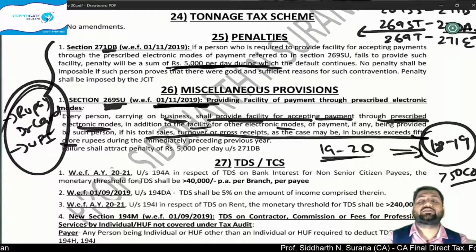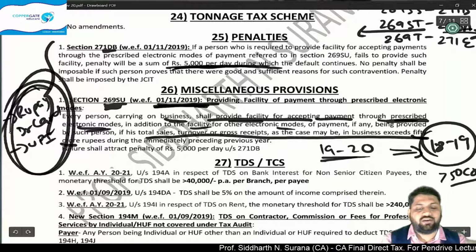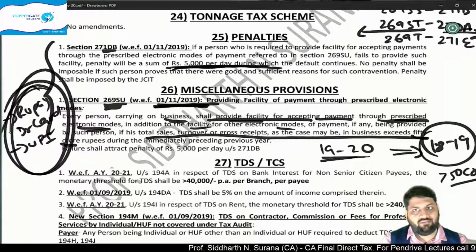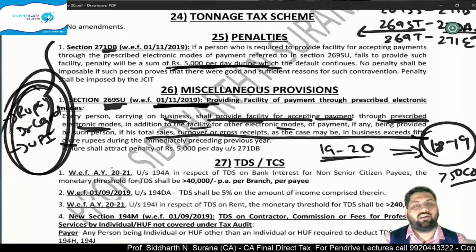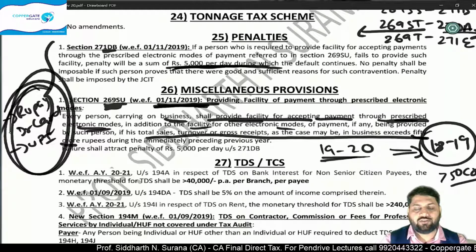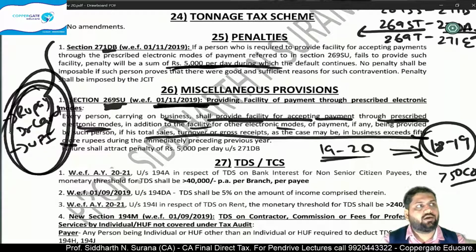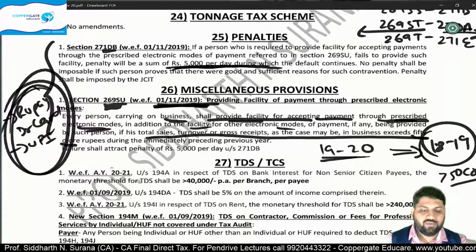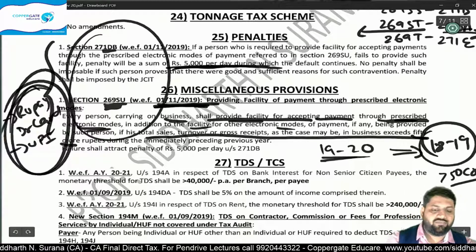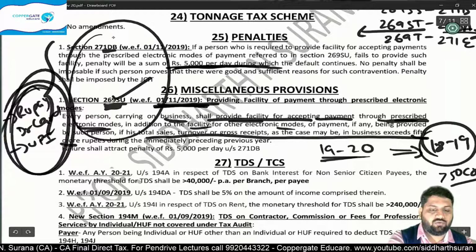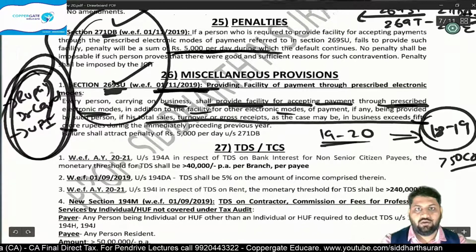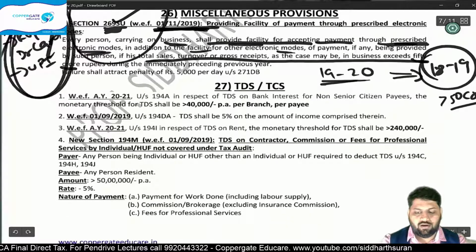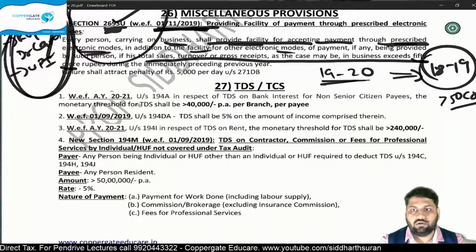You can accept cash, you can accept check, you can accept credit debit card, but these extra facilities you will have to provide from 1st November. And if there is failure, per day you will have to pay a penalty of 5,000 rupees. 5,000 rupees per day. So we are simultaneously done with two sections. 269 SU is the rule and 271 DB is the non-compliance penalty. Clear about this, all of you?